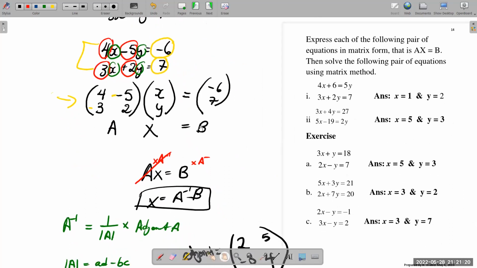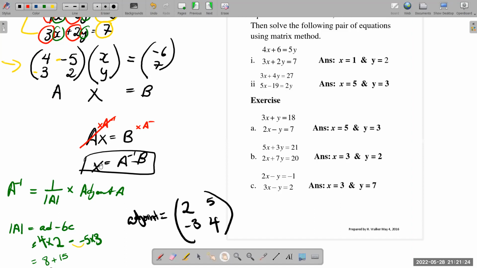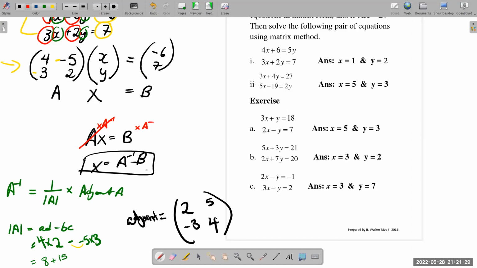From the AX equal B, you want to solve. So that means we need to make X the subject. This is the key. This is telling us what we really have to do. We need X, because why do we need X? X represents our x and y values, right?